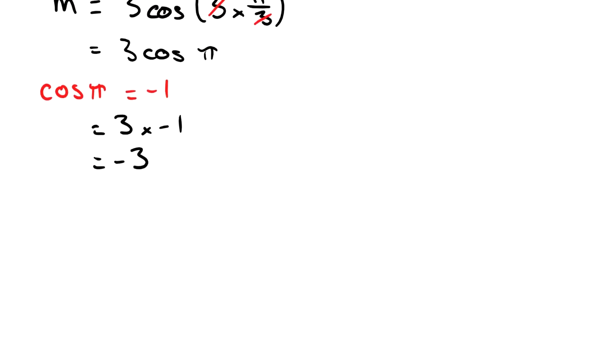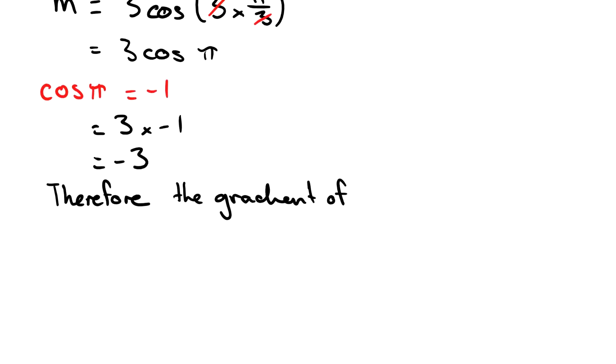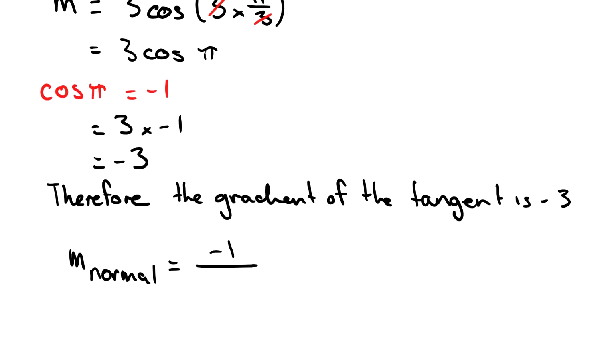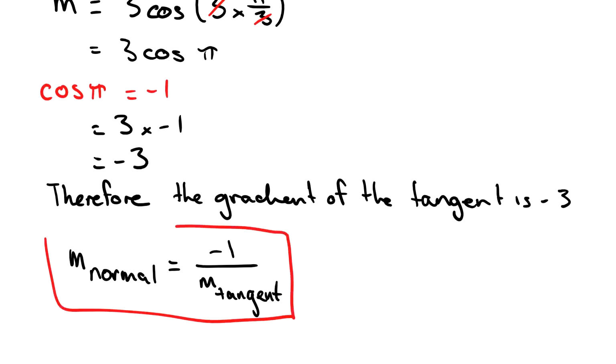So you can write a concluding statement. Therefore, the gradient of the tangent is -3. Now you might also get a question that asks for the normal. Remember, the gradient of the normal is -1 over the gradient of the tangent. Now it's important to take note of that too. Now we have covered that in the past in some of my earlier videos, but remember that is an important part.